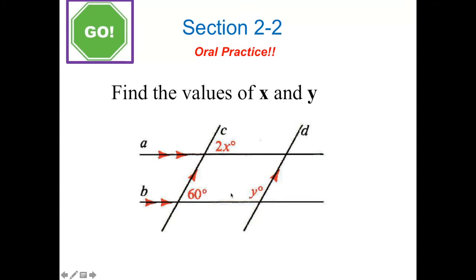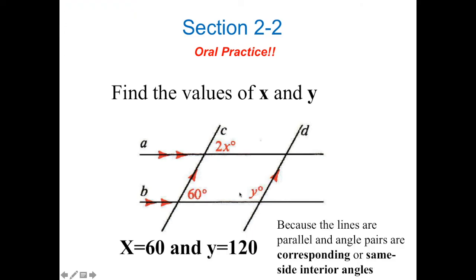Okay, then y, what's the relationship between y and 60? Well, these are parallel lines, and these would be same side interior angles. Look, this is a transversal here for these 2 parallel lines. So these would have to add up to what? 180. So 180 minus 60, 120. And that is that, okay?